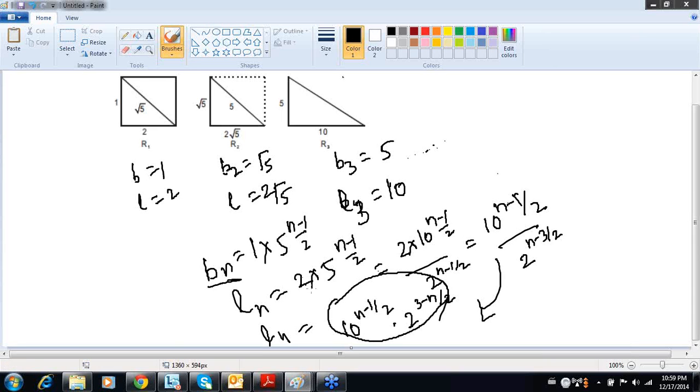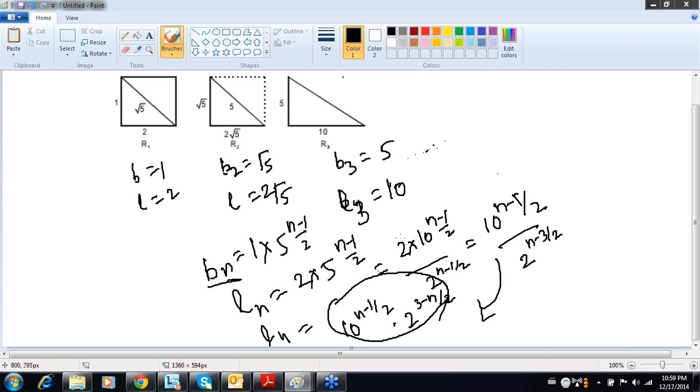Now if ln is this value, we have to put something which equates with what has been given in the options. So just reshuffle it. So 2 into 5 to the power (n minus 1) by 2 can be written as 2 into 10 to the power (n minus 1) by 2 upon 2 to the power (n minus 1) by 2, because 5 can be written as 10 by 2. So we have done the same thing.